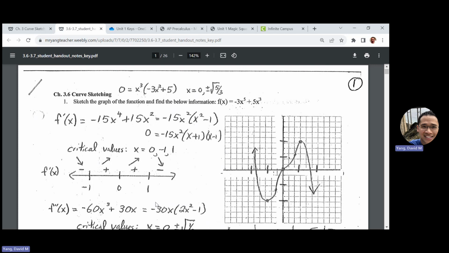So I kind of have an idea of the general flow of my graph. So now I'm going to move on to the second derivative. So go back to my form without the parentheses. I can just do power rule twice.